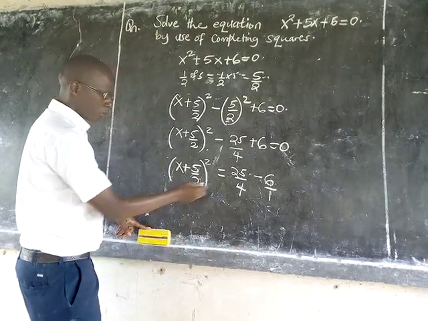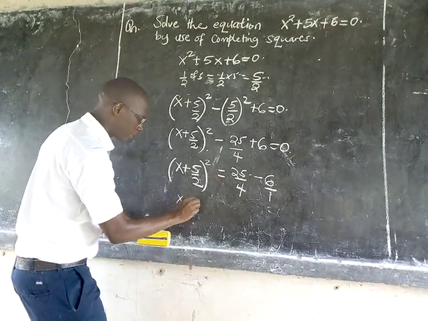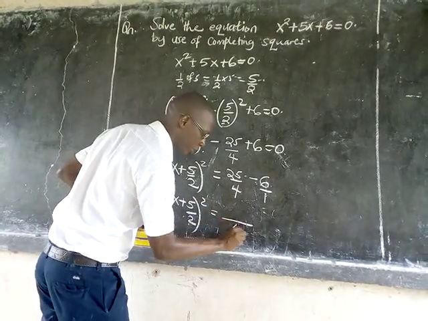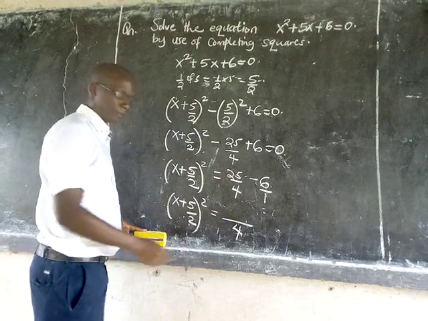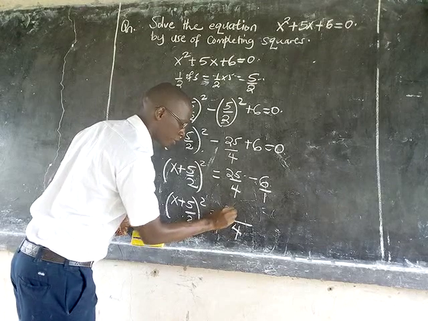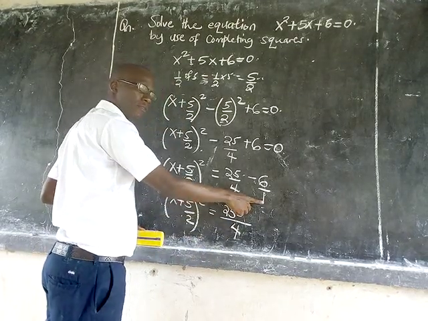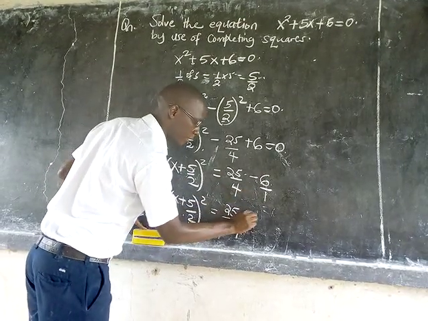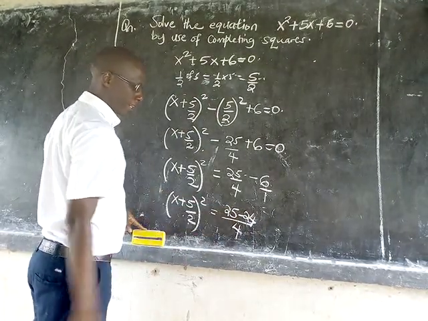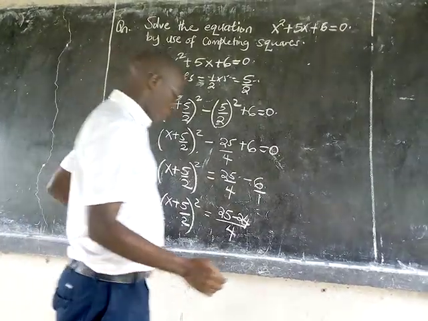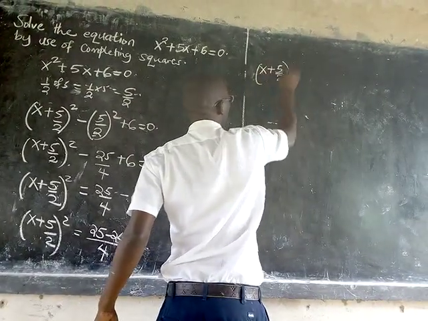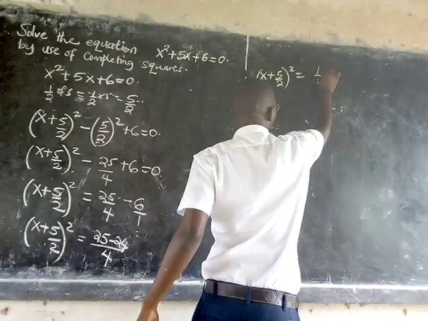So now, we can simplify again. x plus 5 out of 2 squared is equal to, I look for the LCM. The LCM of 4 and 1 is 4. So that's why I write a 4 here. 4 divided by 4, 1. 1 times 25 is 25. Minus 4 divided by 1 is 4. 4 times 6 is 24. 25 minus 24 is 1. So we are going to write x plus 5 out of 2 squared is equal to 1 out of 4.